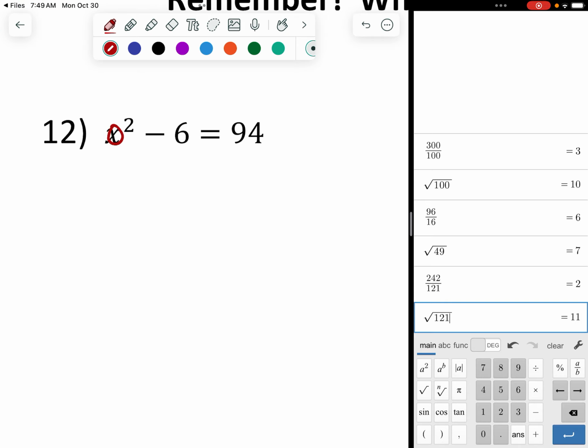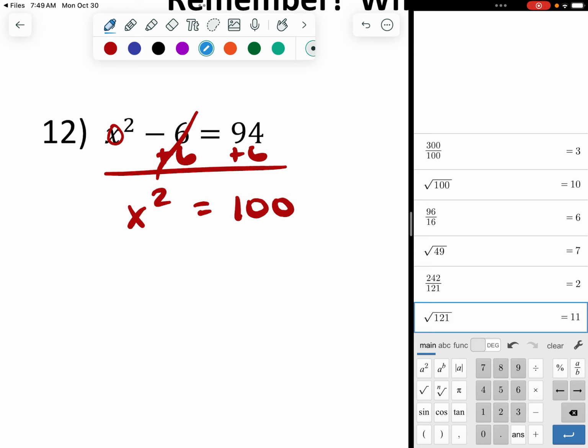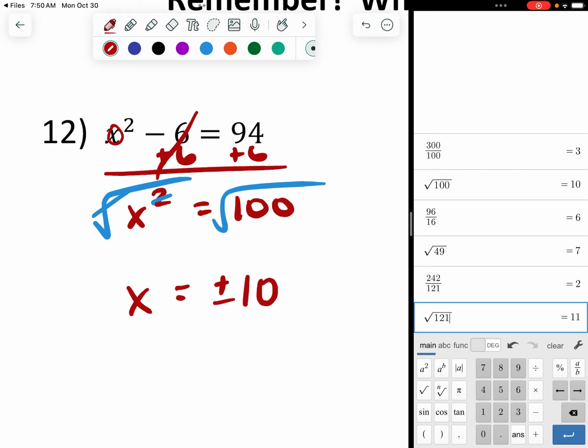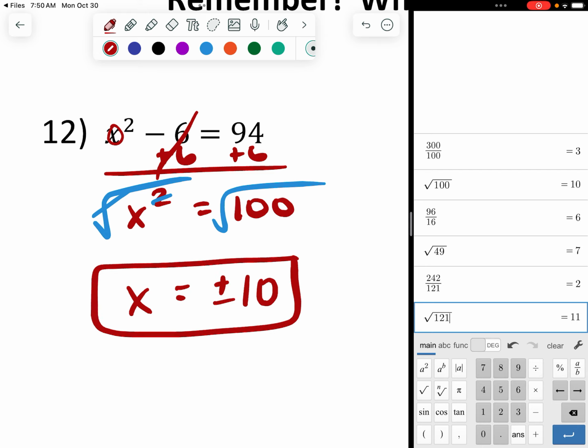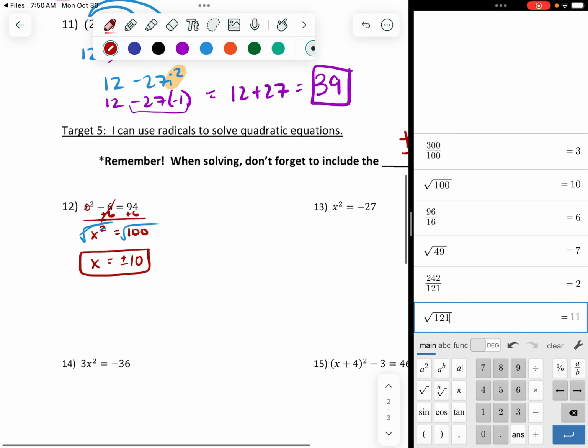So if I want to get x by itself, I can't get rid of the squared yet until I get rid of anything else. So I'm going to add 6 to get rid of the minus 6. So now I have x squared equals 100. As soon as you have the x squared by itself, we can undo that squared by taking the square root. But whatever you do to one side, we have to do to the other. So this is x equals, now the square root of 100 is 10, but since I took the square root, it has to be plus or minus 10. And that's my answer. So there's 2 answers there.